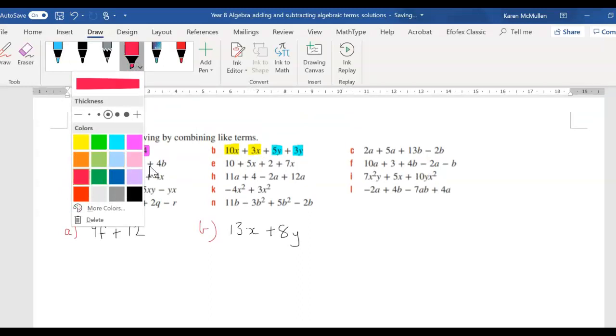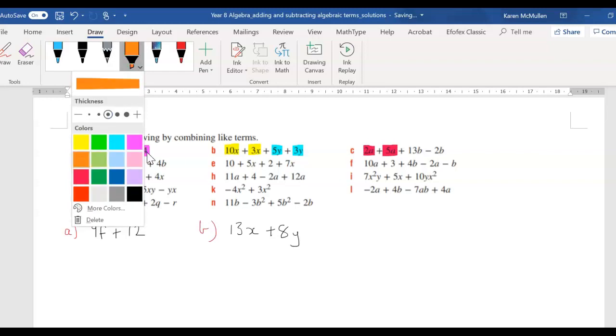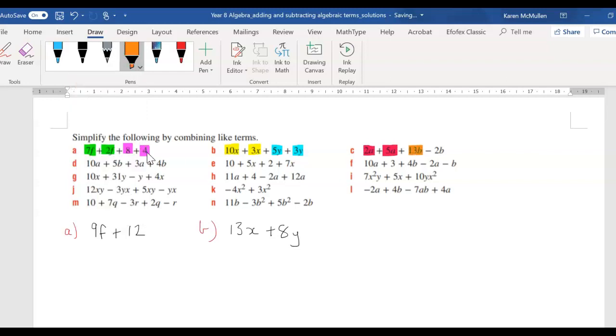Trying to choose some different colours. So we've got 2 lots of A plus 5 lots of A, and it's really hard to see that highlighter, isn't it? And then 13 lots of B minus 2 lots of B. So don't forget we've got to subtract there. All right, so 2 lots of A plus 5 lots of A gives me 7 lots of A, and 13 lots of B minus 2 lots of B gives me 11B.